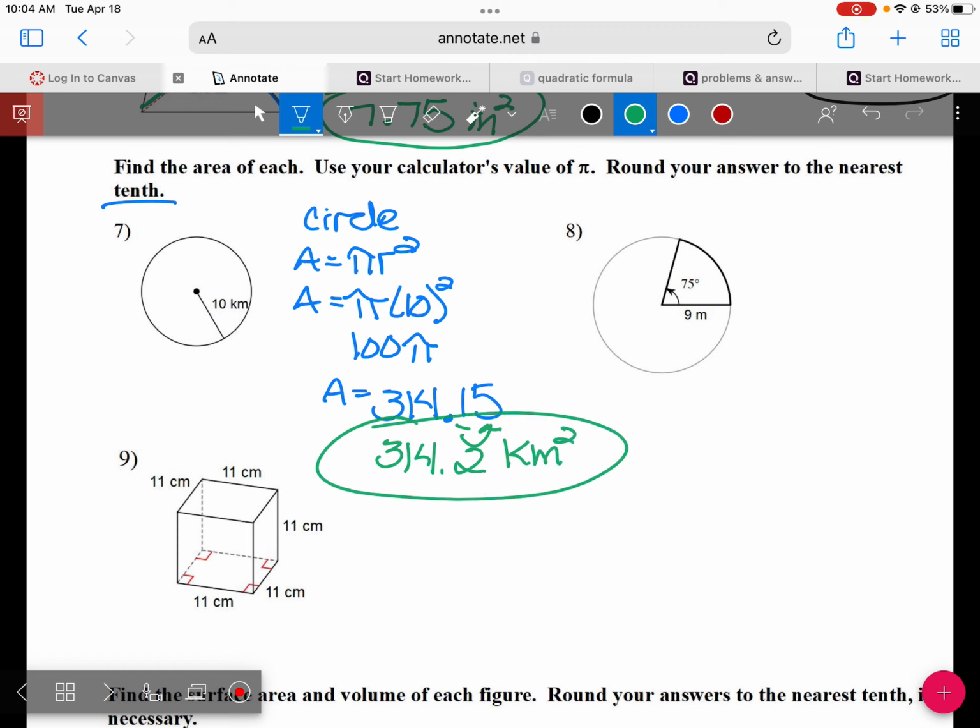Can't you say kilometers too? I mean, I have it right there. I'm sorry? Can't you say kilometers too? You can. I'm saying kilometers.